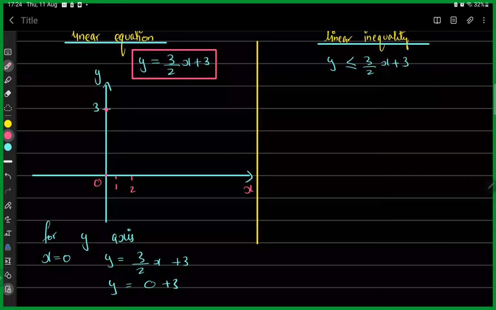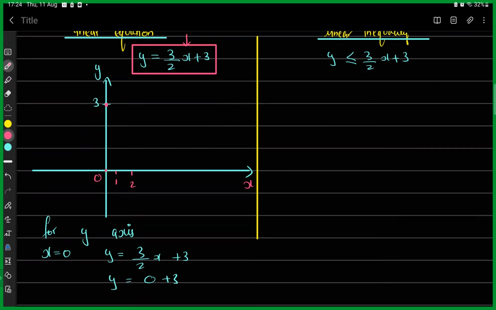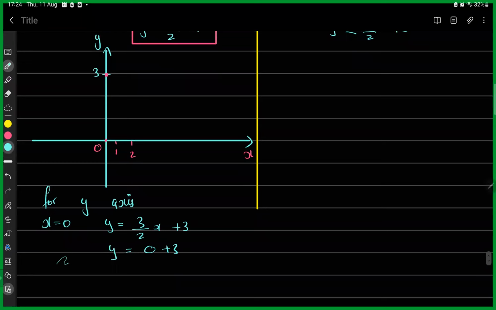I need to find another point. It's completely your choice. You can plug in 1 here, you can plug in 2 here, you can plug in 3 here, you can plug in any x coordinate and then find the corresponding y coordinate. That is your choice. Okay. Next, you can do x equals 1. That's also fine. So using x equals 1, I would get y equals 3 by 2 into 1 plus 3. And 3 by 2 is 1.5. So 1.5 plus 3 would give you 4.5. This means that when x is 1, y is 4.5.